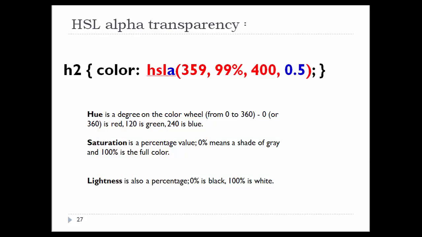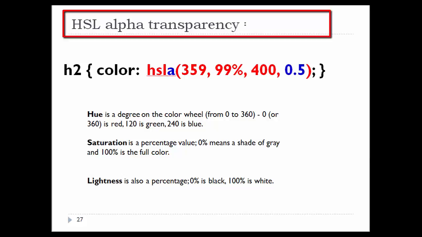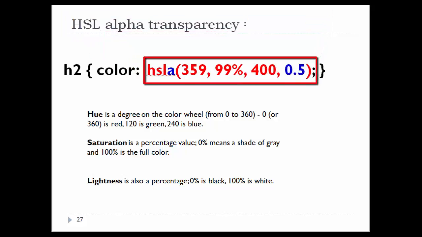We also can use transparency on the web with our HSL values, hue, saturation, luminosity. You don't see too many people using HSL at this point. We're more familiar with RGBA, but this is allowed also in CSS3.